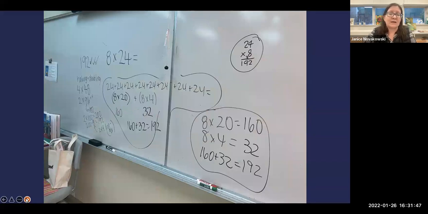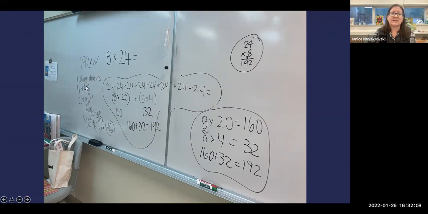This is an example of a number talk I did in a grade 4 and 5 class just last week. And I wrote 8 times 24 on the board. And I did the 3, 2, 1, had them call out. And you can see the only answer I heard was 192. And then there were 3 proofs. So that's the 3 arrows beside that 192 over here.